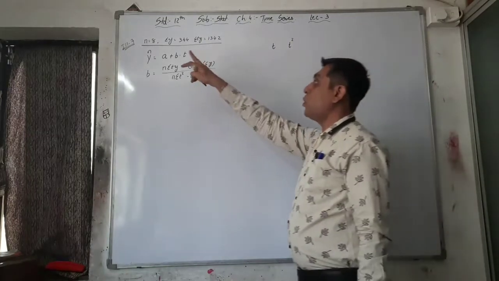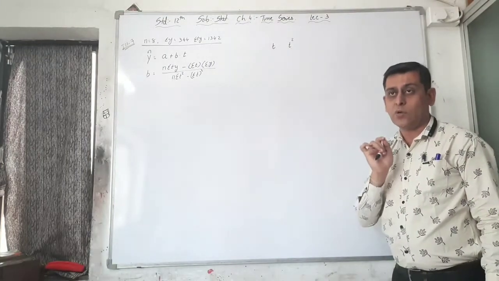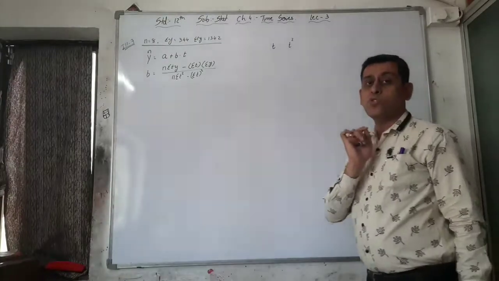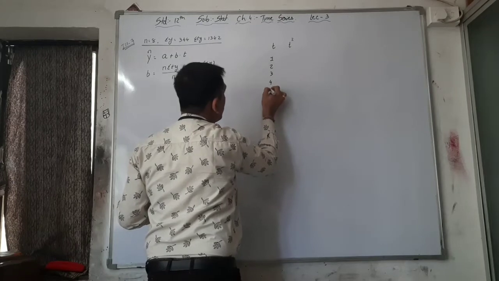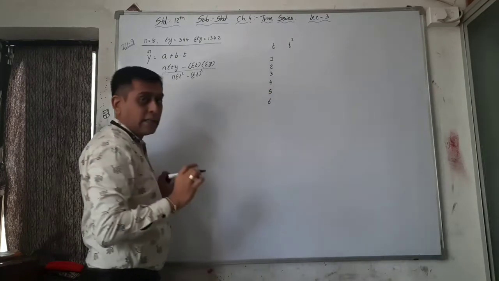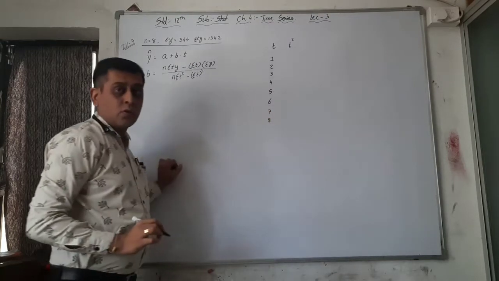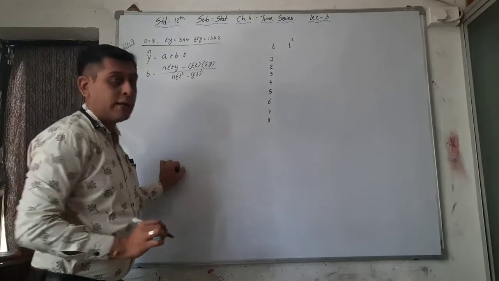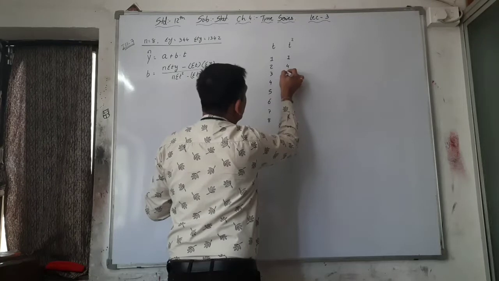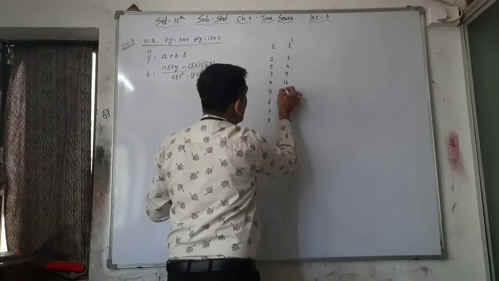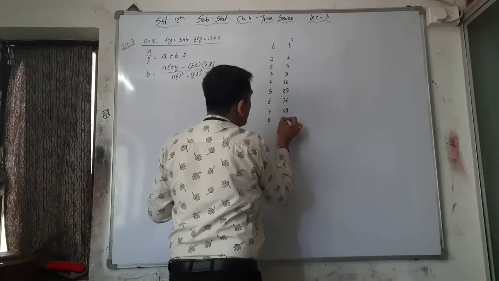See, n is equal to 8. Whenever n is equal to 5, 6, 7, or 8, we just write t as 1, 2, 3, 4, 5, 6, like that. So here n is equal to 8, so we write t up to 8. Your t column is 1 to 8. Now what is the column of t square? 1 square is 1, then 4, 9, 16, 25, 36, 49, and 64.